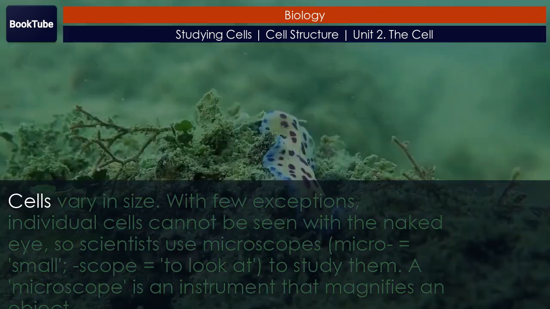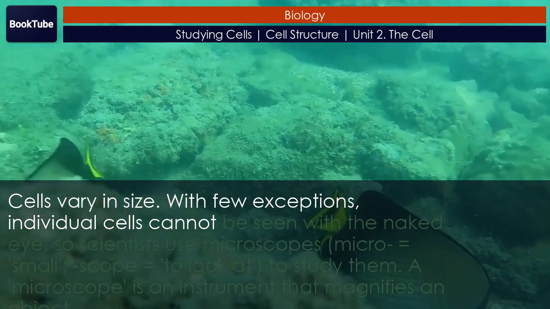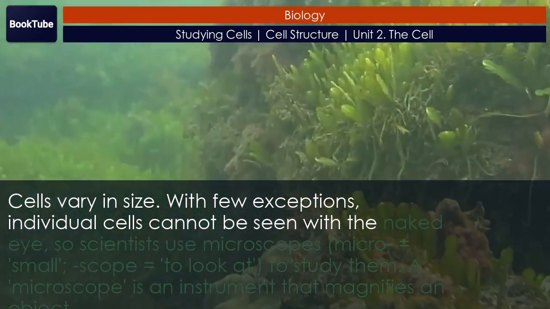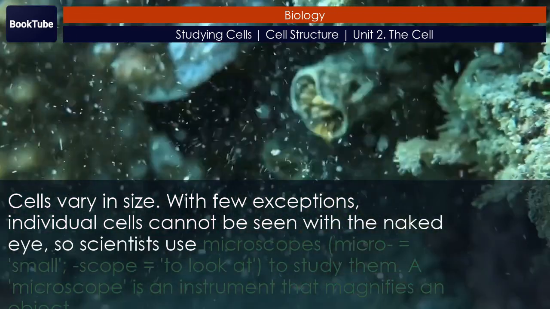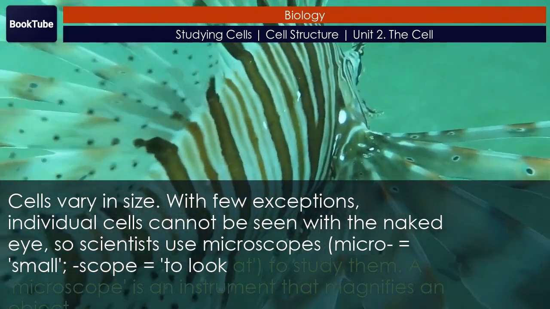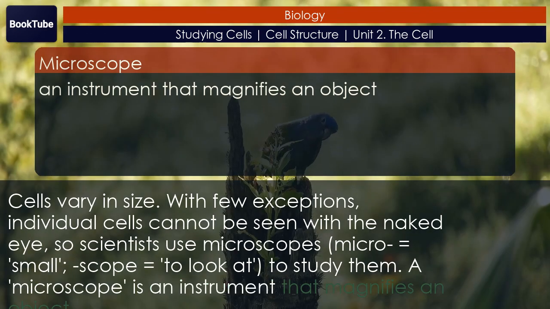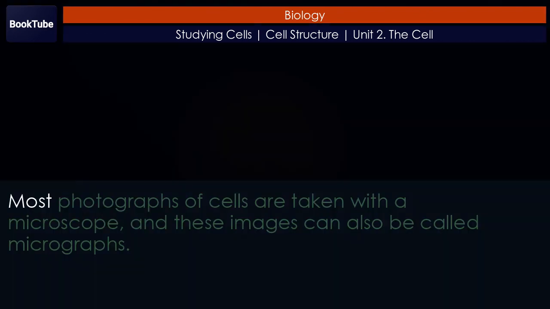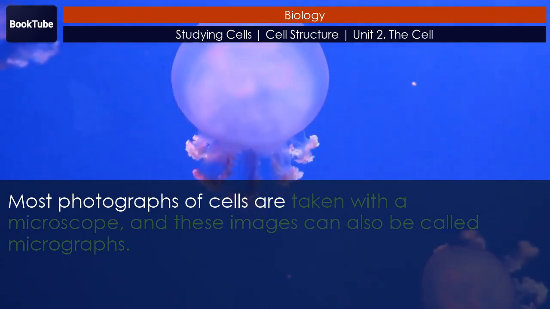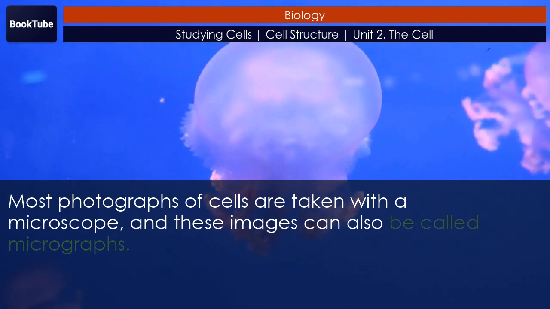Microscopy. Cells vary in size, with few exceptions. Individual cells cannot be seen with the naked eye, so scientists use microscopes. Micro equals small, scope equals to look at, to study them. A microscope is an instrument that magnifies an object. Most photographs of cells are taken with a microscope, and these images can also be called micrographs.